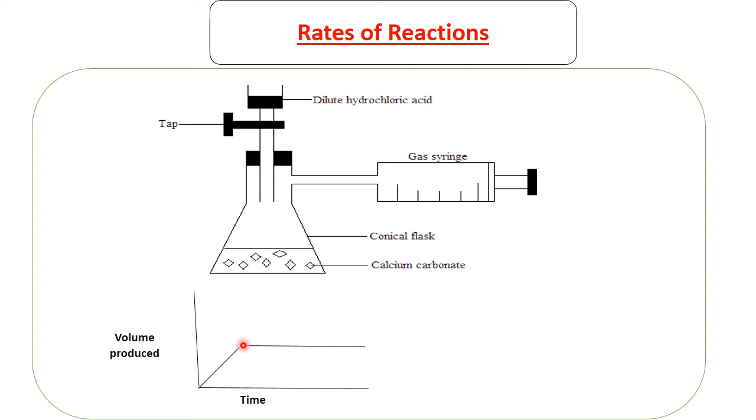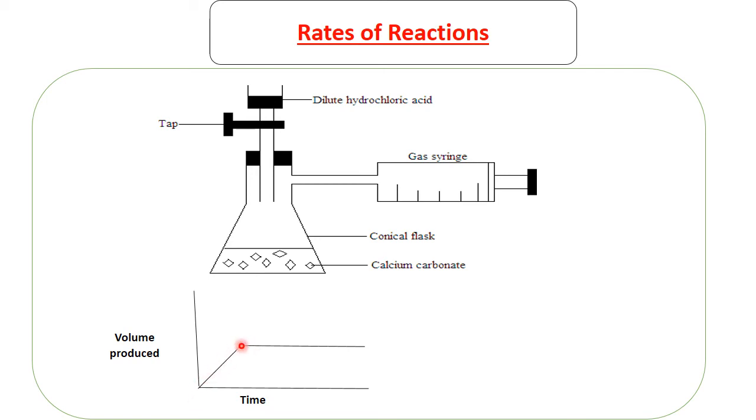Then a point was reached when, as time kept on increasing, the volume was not increasing. So what we can depict from here is the reaction at this point had stopped. Why? Because the time was increasing but the volume was not increasing, meaning that no more carbon dioxide was being formed. So the reaction was just from here to here.